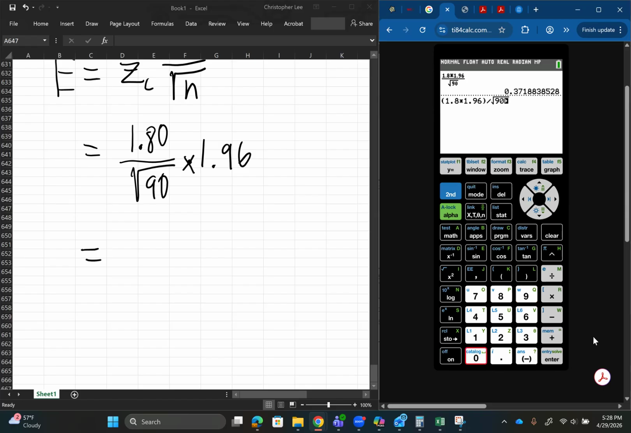All right, start over. It should look like this second line up here. Open parentheses, 1.8, and then times 1.96. Close parentheses, divide, and then second square root, 90, and then enter. Or close parentheses and enter, one or two. 0.371, yeah, that's it. All right.